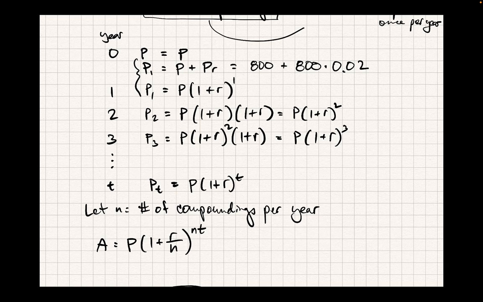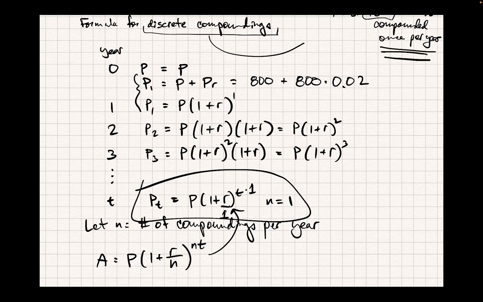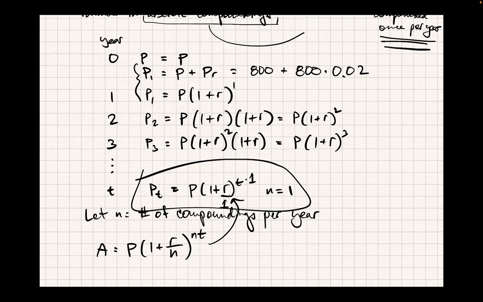So this is equivalent to this when n equals 1. Do you see that? So I have r divided by 1 here. I have t times 1 here. Oh, okay. So it's the same formula. If n equals 1, we get this one. This was compounded once per year. Okay. So that's why those are equivalent.